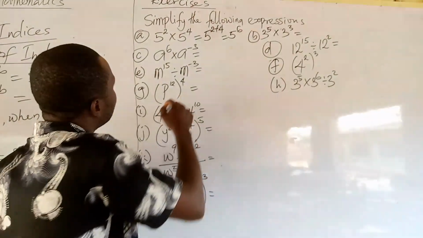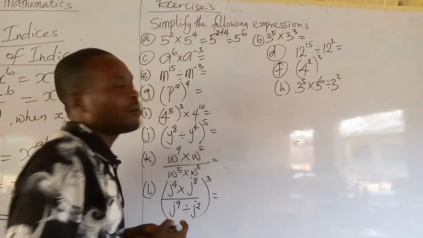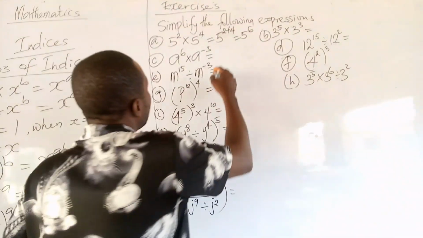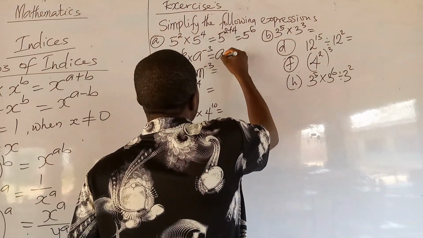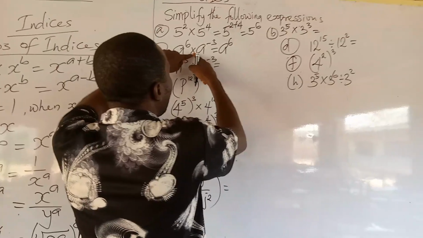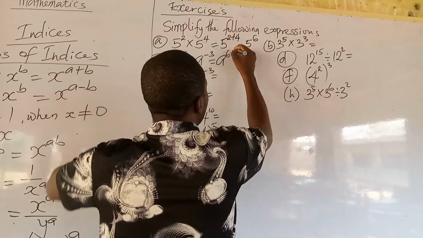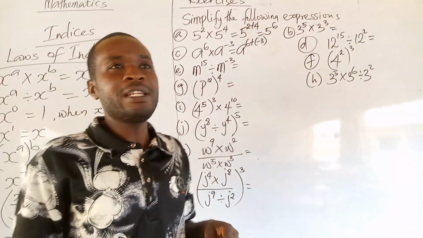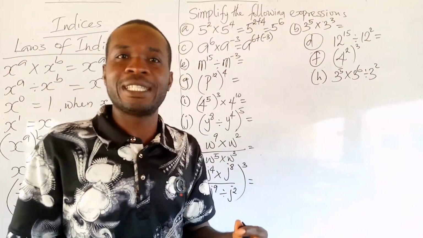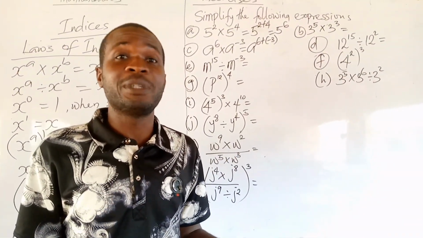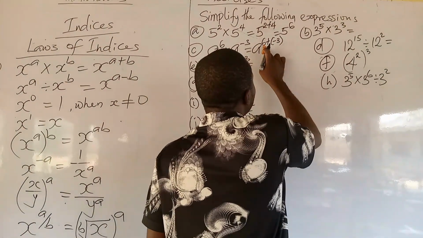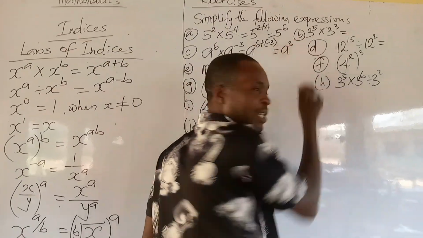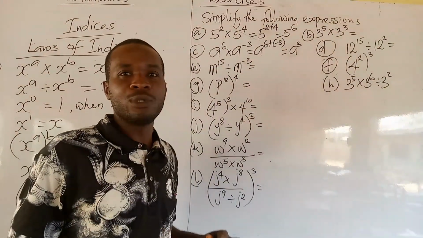If you look at C, this is having a negative power. Base numbers the same, so we are doing the same thing here. It's going to be a raised to power 6 plus minus 3. And anytime we have positive and negative, it's the negative that always dominates. So this is 6 minus 3, and so this is a raised to power 3. So it is the negative that will dominate.